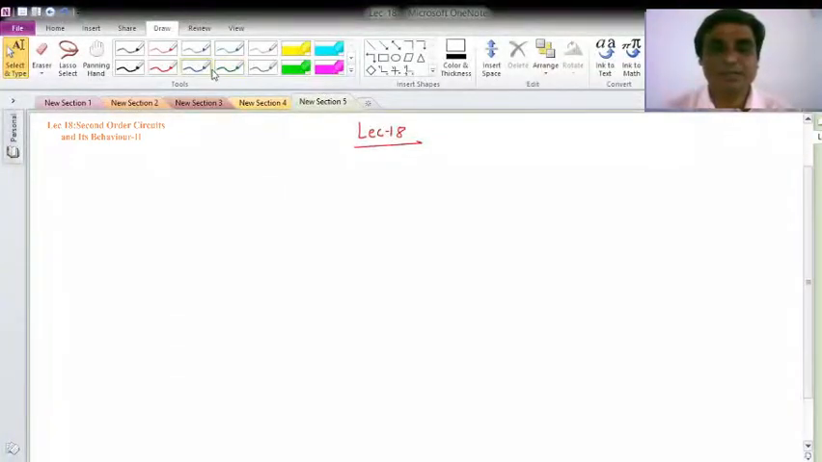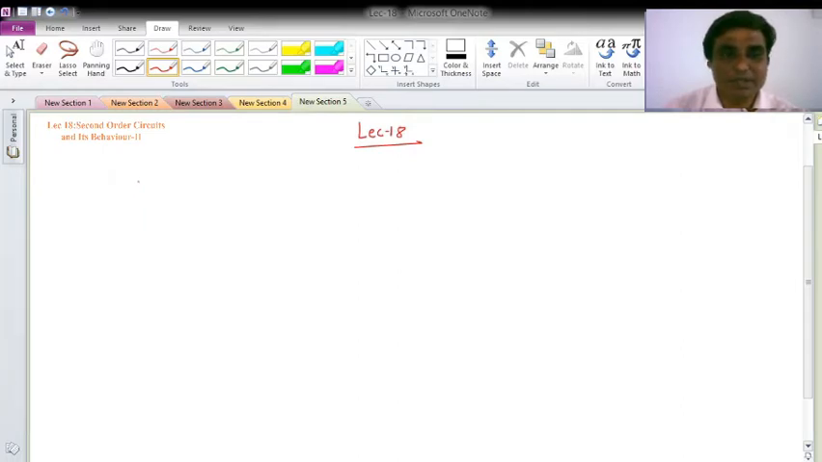Welcome to lecture 18 on core circuit theory. In the last class we saw how to solve the second order circuit using the classical approach. We saw the series RLC circuit and the parallel RLC circuit, and we wrote the equations in differential form, and from that we obtained the characteristic equation.